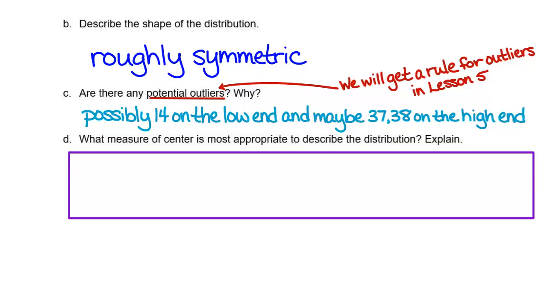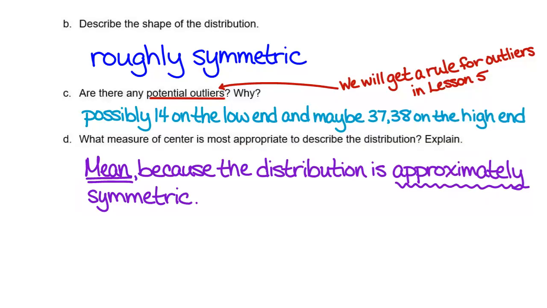When did we say we wanted to use the median to describe the center? When there's a lot of outliers, or when it's skewed left or skewed right. When do we want to use the mean? When it's symmetric or approximately symmetric. So given our data set, what measure of center would be most appropriate to describe this distribution in the check your understanding? The mean. Why? Because it's approximately symmetric. Yes, we described this as approximately symmetric or roughly symmetric.